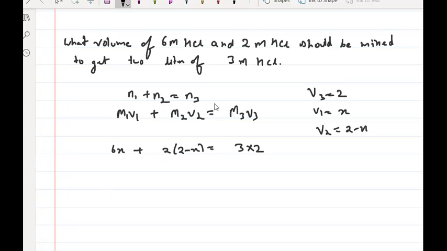Right, everyone? Yes, 0.5 liter and 1.5 liter. Very good. Got it? Okay, very good, everyone. So I guess all of you got the basic idea.